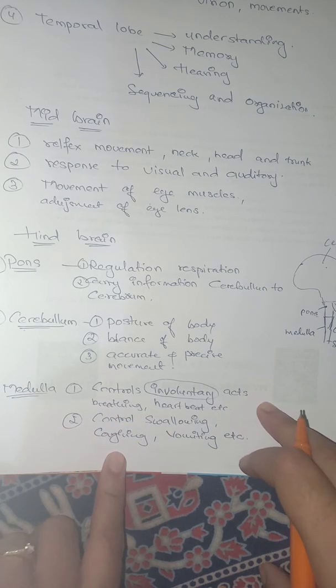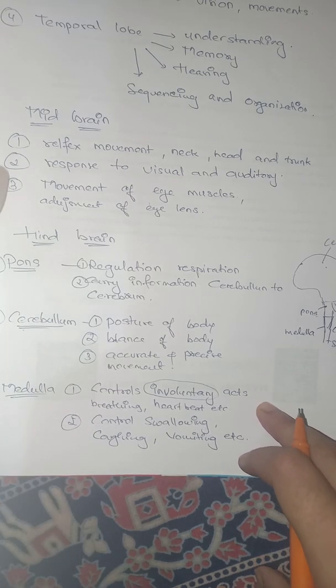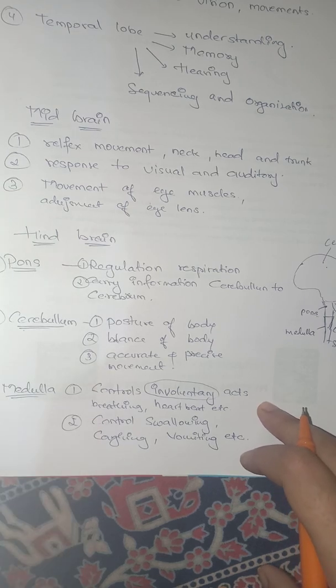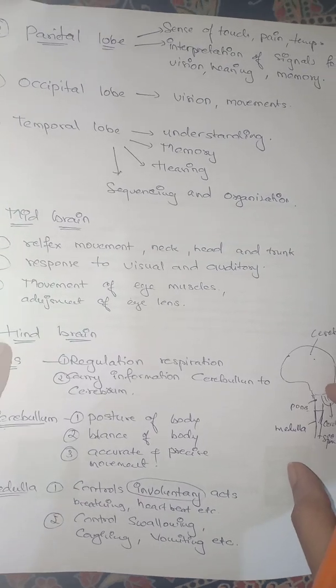So these are some functions of the different parts of the brain, and I have elaborated them in the best possible way. So here you have the list of all of the functions, and I hope that you are clear with what are the functions of the different parts of the brain.